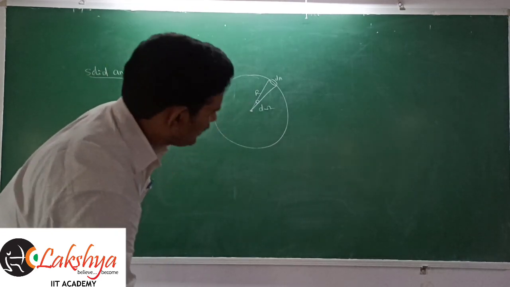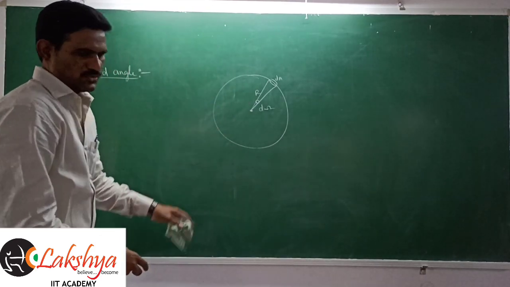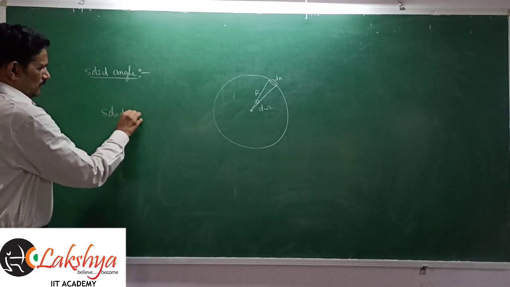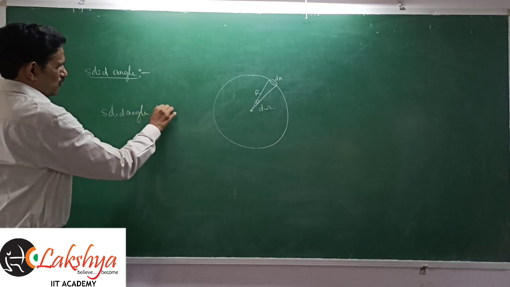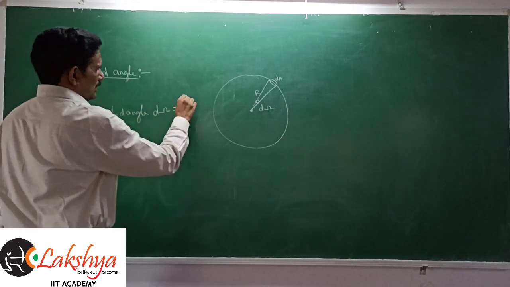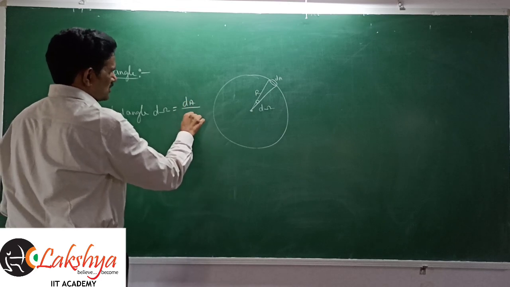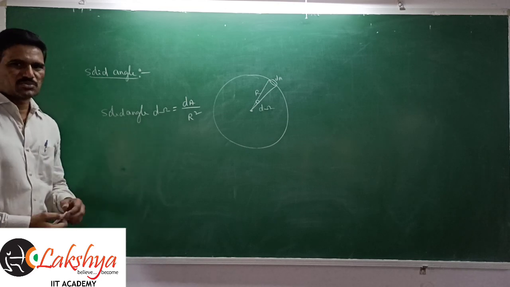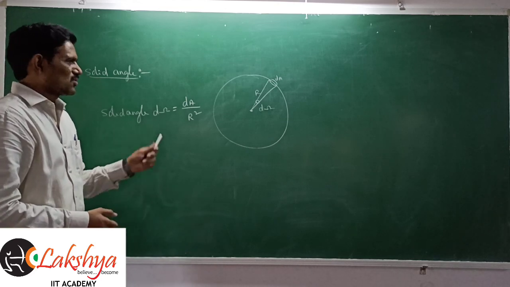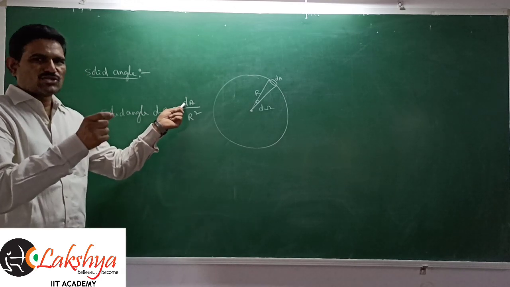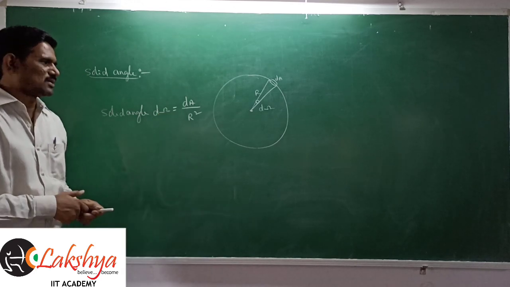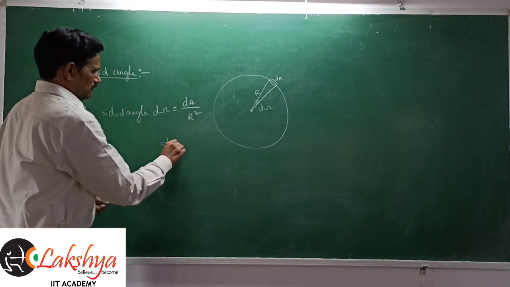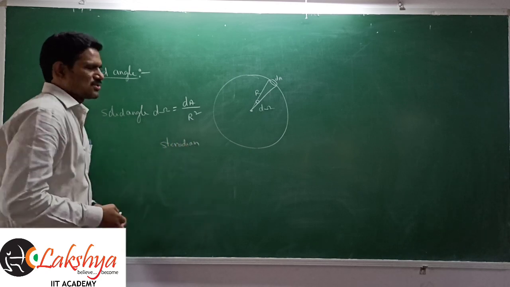Now mathematically the solid angle d omega is defined as dA, the area of that element, by the square of the radius. Like the plane angle is defined as the length of the arc by radius, the solid angle is defined as the ratio of the area of the element to the square of that radius. And its unit will be steradian.